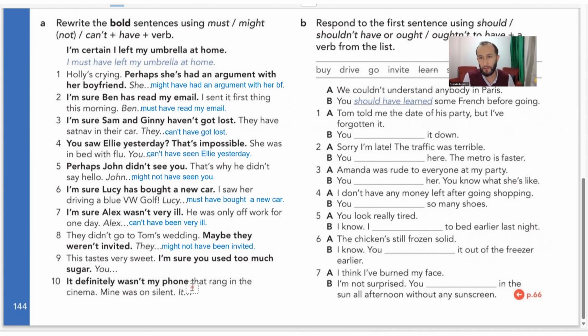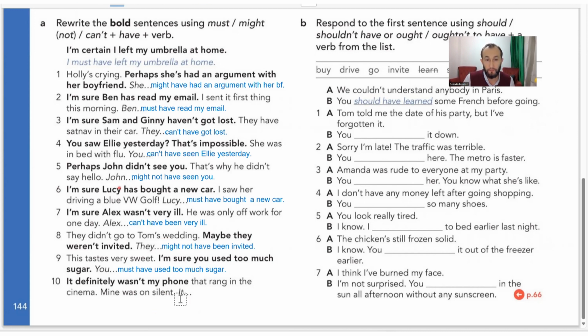Yes, Ferdows, back to you again. Number nine. You must have used too much sugar. Yes, so you must have used too much sugar.